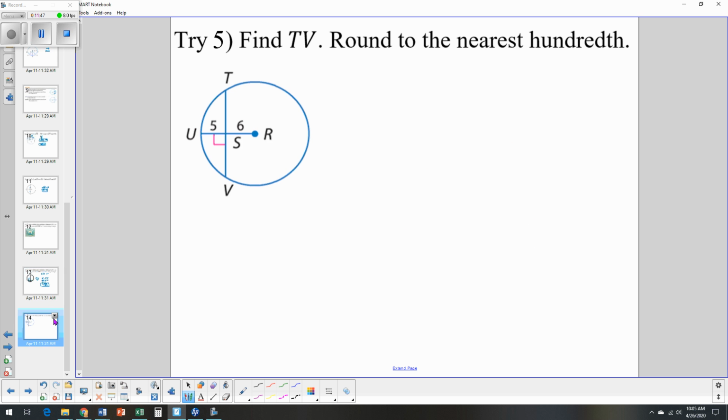So you're going to go ahead and try the next one. It's the same idea. Notice that UR is a radius, and we do know the two pieces that make up UR. So we know the entire radius length is 11. And if you draw another radius somewhere on here, you should be able to find one of these sections, and we're looking for the entire length overall. So go ahead and pause, and when you're ready, come back and check your work.